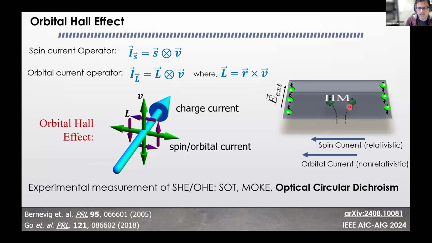But nowadays, these optical measurements are being explained by this orbital Hall effect, and the objective of this work is to really see if that is the case. So there are different ways to measure this effect. You can do it within spin-orbit torque. You could do it with the magneto-optical Kerr effect or optical circular dichroism.